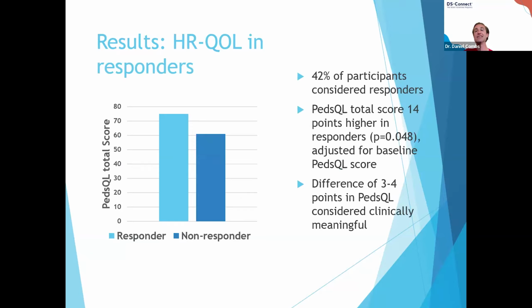For perspective, usually if you see a difference of 3 to 4 points in that score, parents will report that corresponds to a meaningful improvement in quality of life. So this is a fairly significant quality of life improvement in the responders. Again, this was after the fact, and so doing this in a larger sample and not going back and looking at just responders is important.